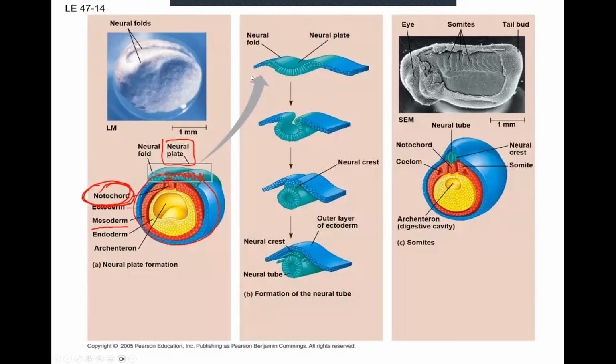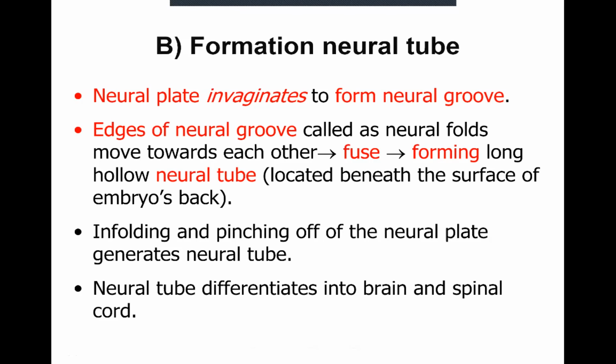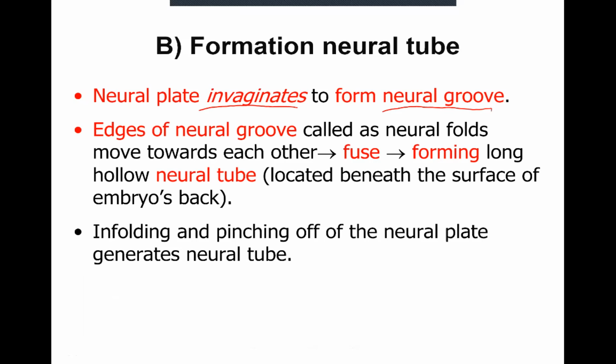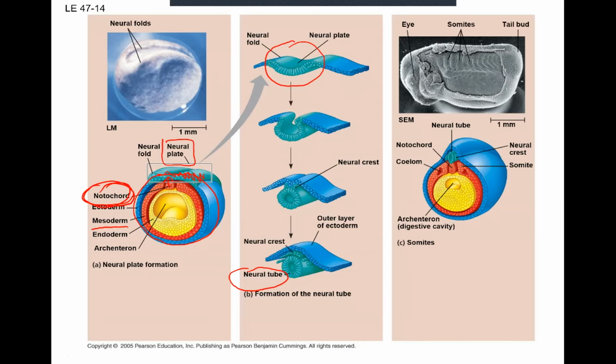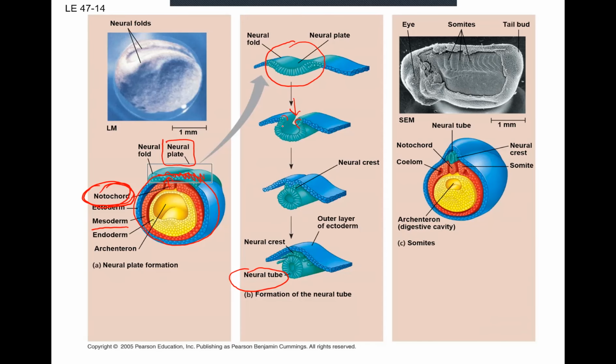This is our neural plate. Next to be formed is the neural tube from the neural plate. How does the formation of the neural tube happen? First, the neural plate will invaginate and form the neural groove. The neural plate invaginates like this and becomes the neural groove. This is the groove.